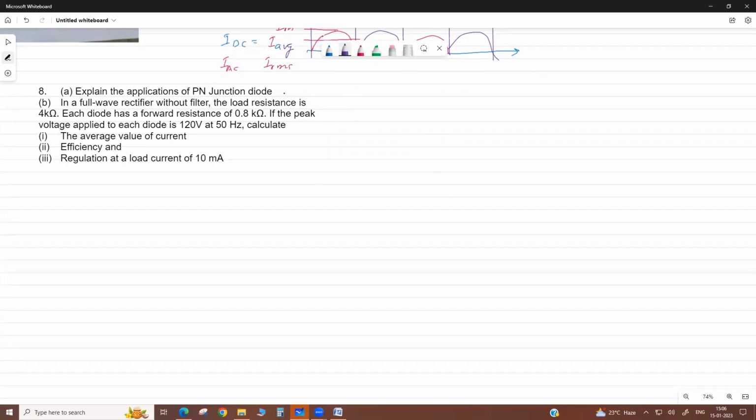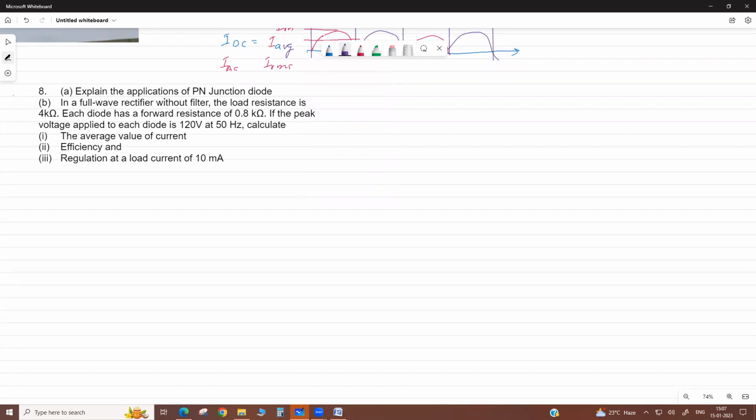Explain the application of PN junction diode in the rectifier electronic circuit. There are a lot of applications of PN junction diode in rectifiers. In rectification, we use a diode.